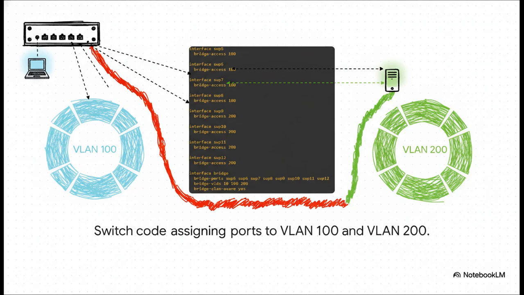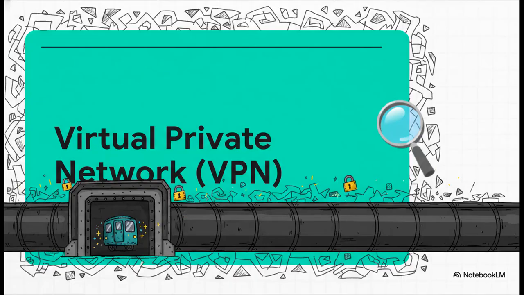And this isn't just some abstract idea, it's done with really simple code. You're basically just telling a network switch, hey, listen up, anyone plugged into ports 5 through 8, they're on team 100. And anyone in ports 9 through 12, they're on team 200. So now, a computer plugged into port 7 is completely digitally walled off from a computer in port 10, even though they're connected to the very same physical box. Pretty cool, right?